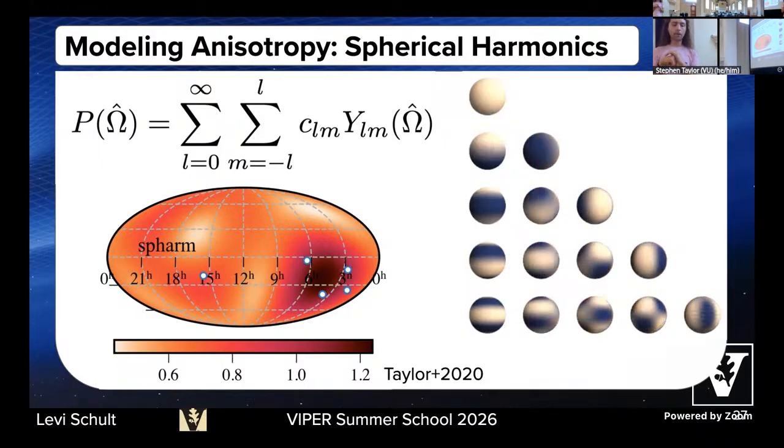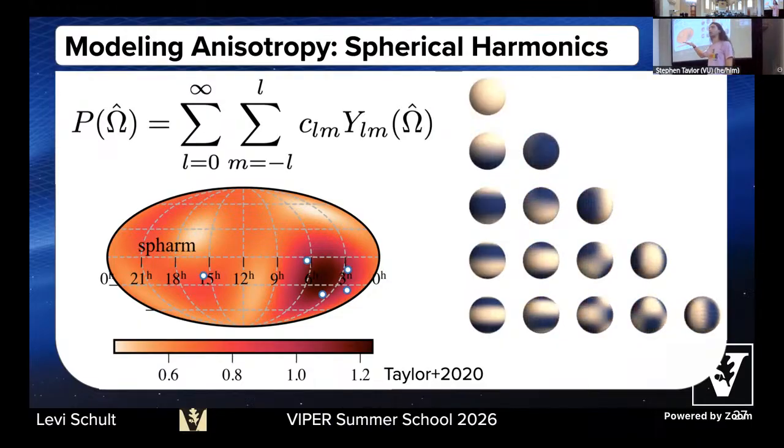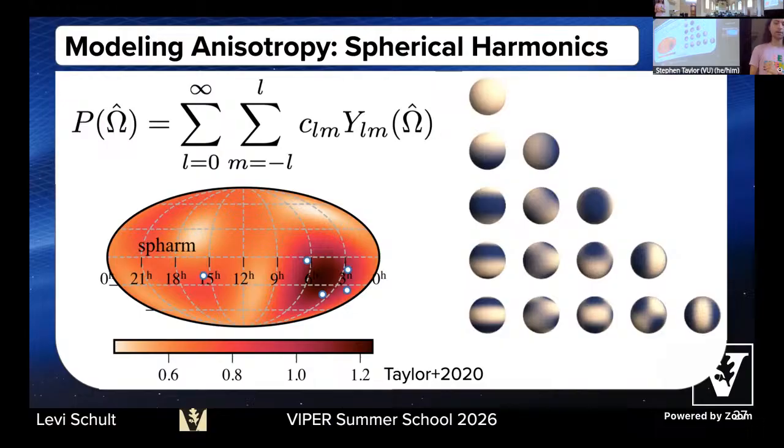The other difficult thing with spherical harmonics is that your number of coefficients, your number of parameters for the spherical harmonic model, blows up as you go to smaller and smaller angular scales, right? And we're targeting very small angular scales for supermassive black hole binaries.